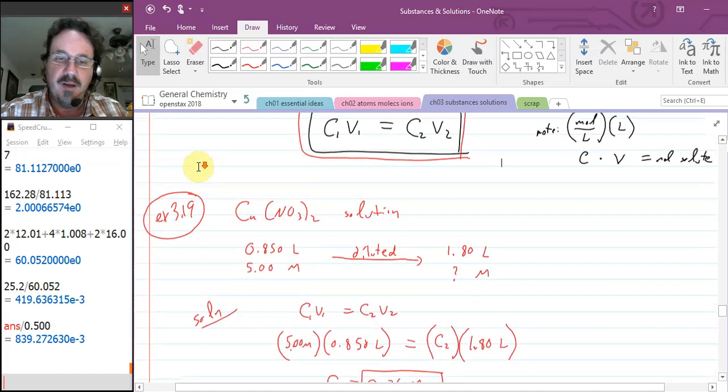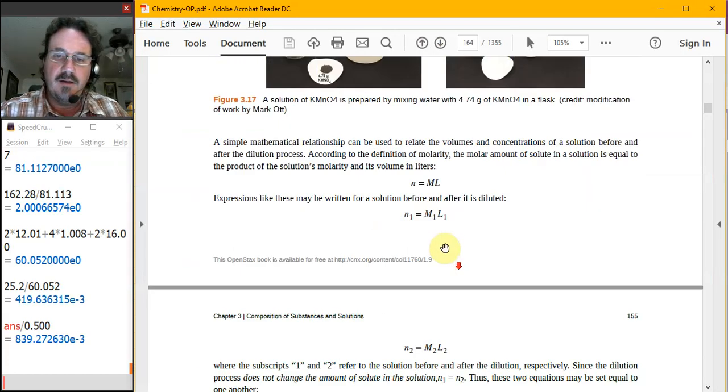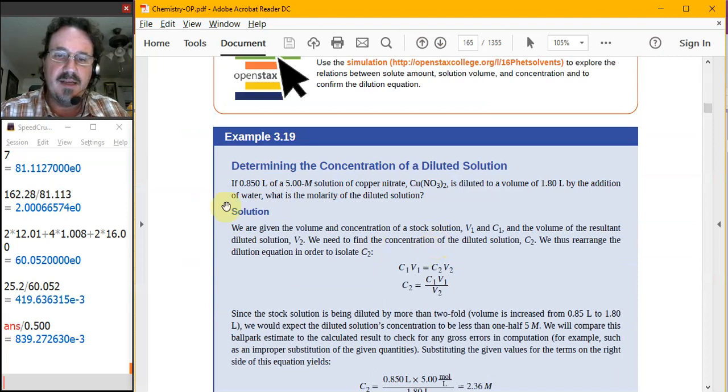Let's do an example here. 3.19. Let's see. 3.19 says if 0.85 liter of a 5.00 molar solution of copper nitrate is diluted to a volume of 1.8 liters. So look, they gave me my initial numbers. The volume initial is 0.850. The concentration initial is 5.00. After I diluted it, I've got a bigger volume. Now it's 1.80 liters. And they're asking me, what is the molarity of that final diluted solution? What is the concentration of it?